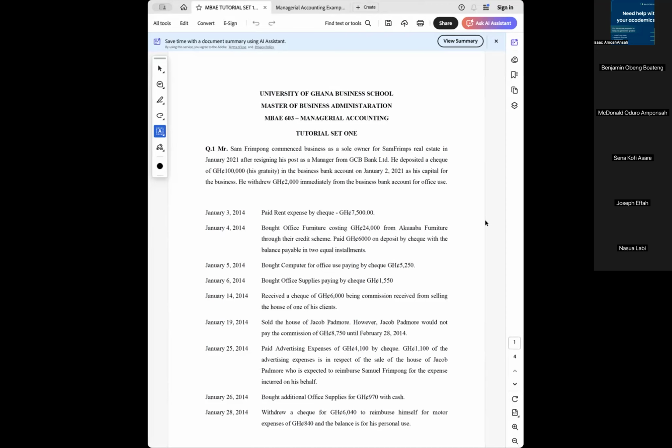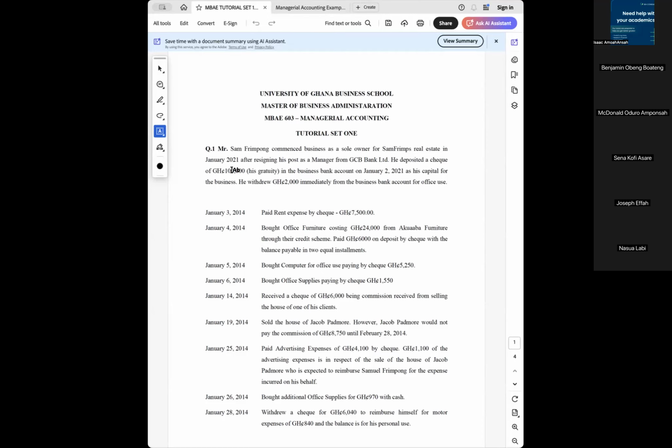Okay, so Uncle Joe, these are two transactions happening on the same day. The first thing is that Sam Frimpong introduced a capital of 100,000 Ghana cedis into the business, right? So the effect will be discussed as this. One, because he's introducing the capital through the bank, the business's asset bank will increase by 100,000, and then capital will also increase by 100,000. That's the first effect. Then the second effect will be with the withdrawal of 2,000.